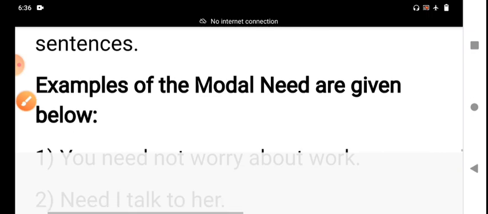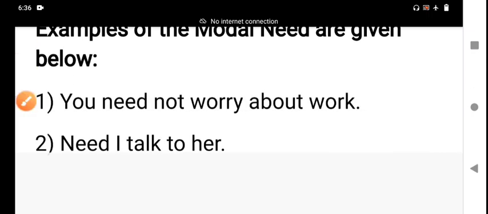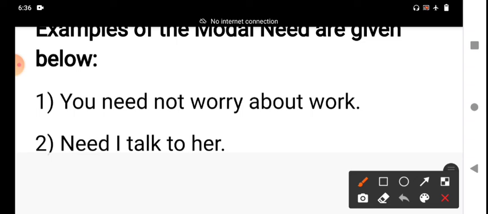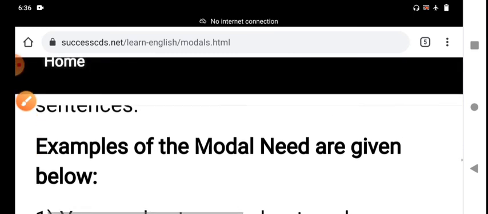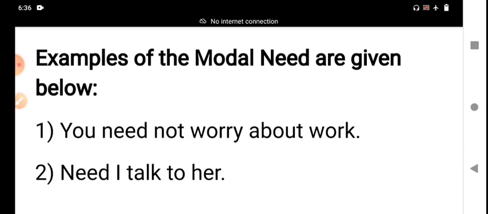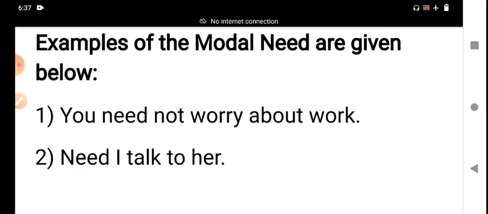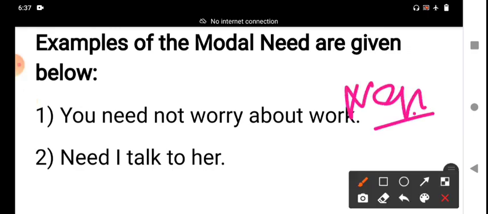Here the examples are there. Only two examples they have given. You need not worry about work. That means there is no obligation, there is no compulsion. It is a negative sentence. Need I talk to her? The modal verb functions in interrogative form. Need I talk to her? It functions as an interrogative sentence.